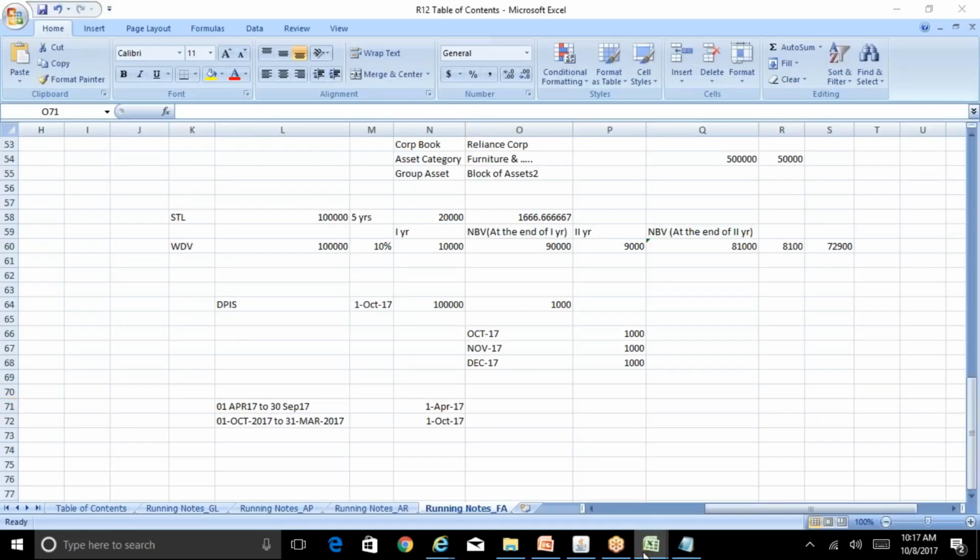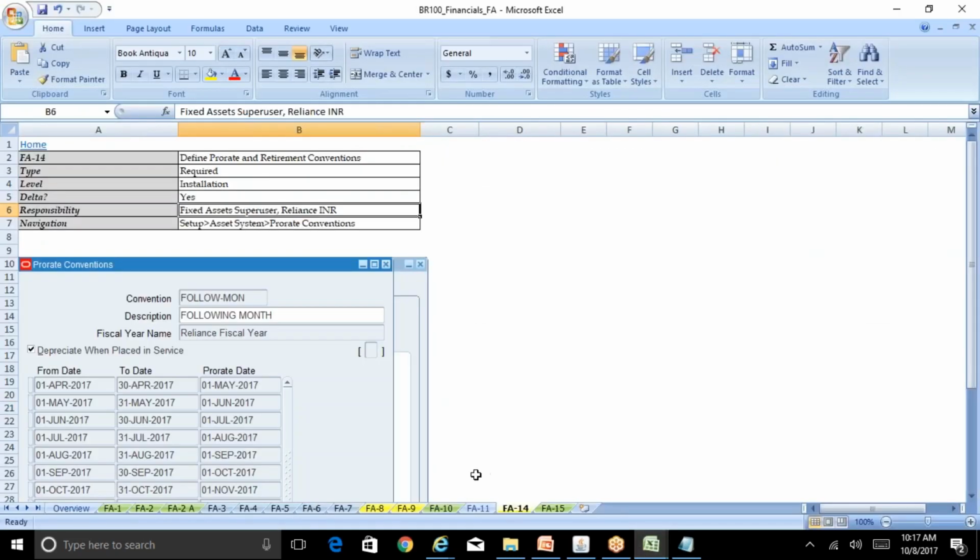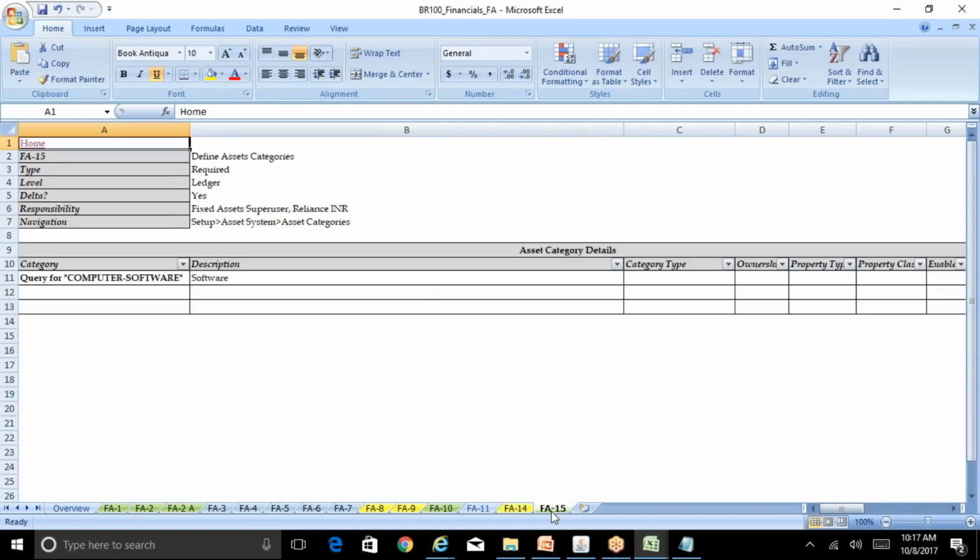Okay. So the reason why I explained this particular prorate convention now is that it is also used in the asset category screen. So in the asset category, we use prorate conventions. We use the depreciation method. So that's the reason why I explained those things. The last setup before we get into the data entry is the asset category.